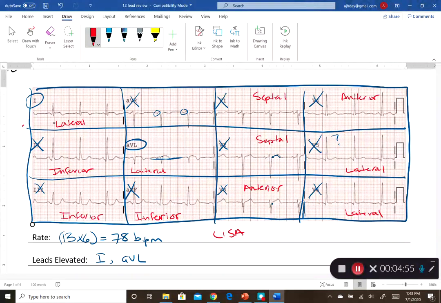So the first one that appears is lateral, so that's where I get the L from, and then inferior. The next one that appears is septal, and the last to appear is anterior. But you still need to know which leads go with which.